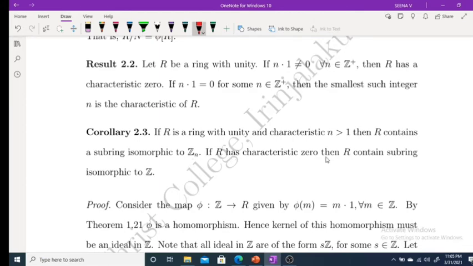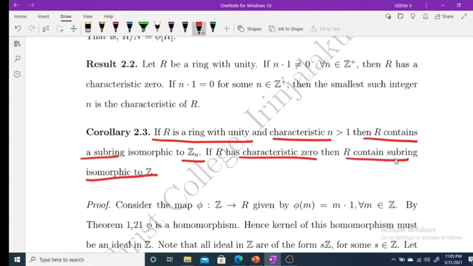If R is of characteristic 0, then R contains a subring isomorphic to Z. Once again, I am repeating. If R is a ring with unity with characteristic n, and it is finite, then R contains a subring isomorphic to Zn. If R is of characteristic 0, then R contains a subring isomorphic to Z.